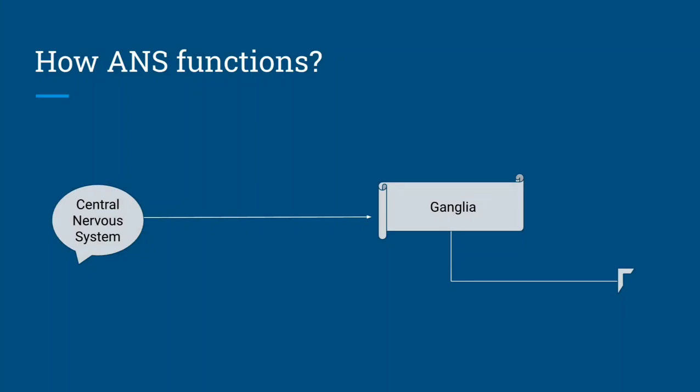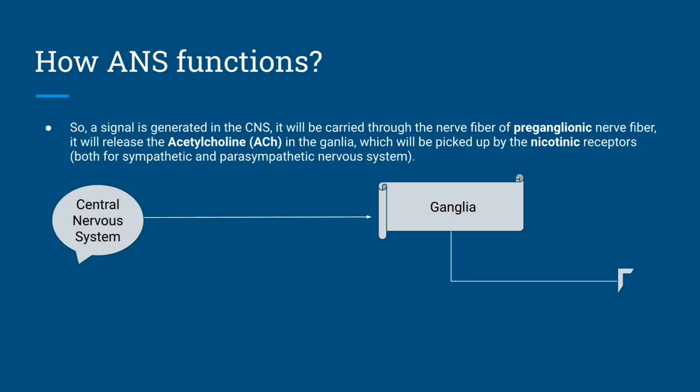So once again, here is the basic layout. You see the central nervous system and the ganglia. The signal is going to generate in the central nervous system, and it will be carried through the preganglionic nerve fiber. Once at the synapse level, where the preganglionic nerve fiber communicates with the postganglionic nerve fiber, it will release acetylcholine in the ganglia, which will be picked up by the nicotinic receptor.